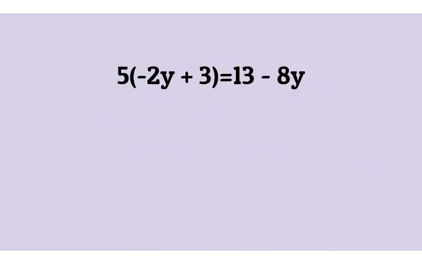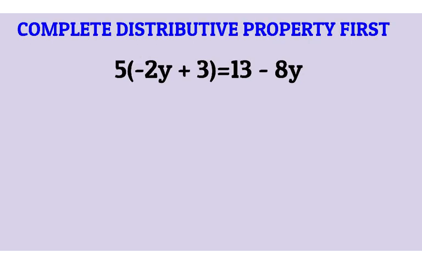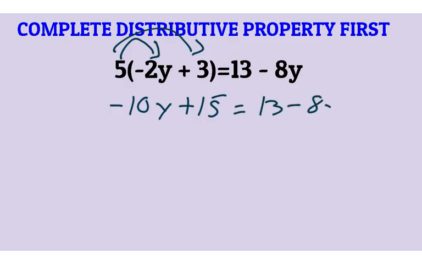The last example I'm going to show you is one with distributive property. And when you have distributive property, you want to complete the distributive property first. So you would multiply 5 times negative 2y to get negative 10y, 5 times positive 3 to get a positive 15, and you have 13 with negative 8y on the other side. From here, you should know what to do.